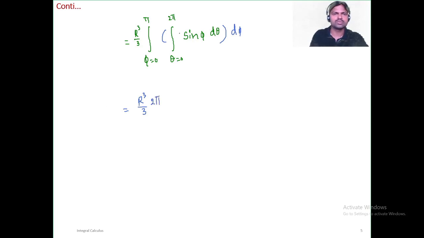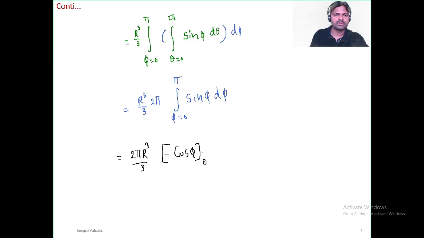Theta limits 2 pi minus 0, so 2 pi outside. And what is left? Integration with respect to pi is left, pi from 0 to pi, sin pi d pi. So total 2 pi r cube by 3, isn't it? And the integral of sin pi is minus cos pi, where the limits run from 0 to pi.